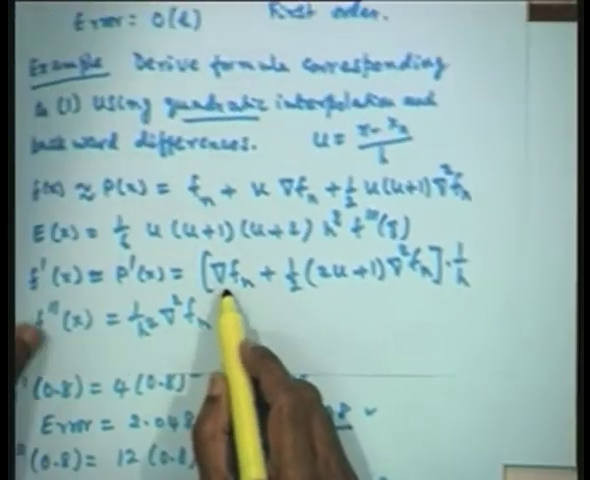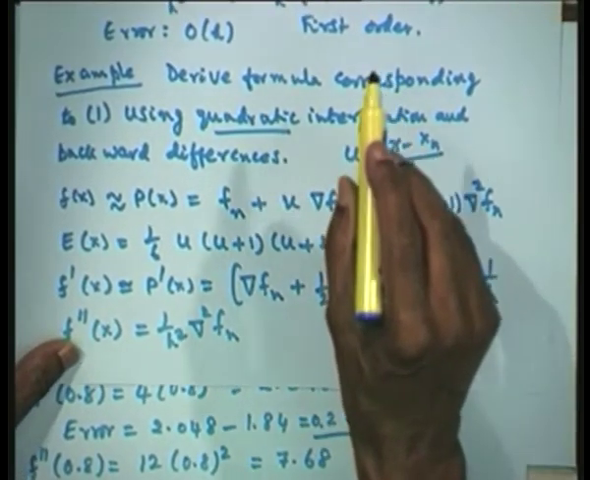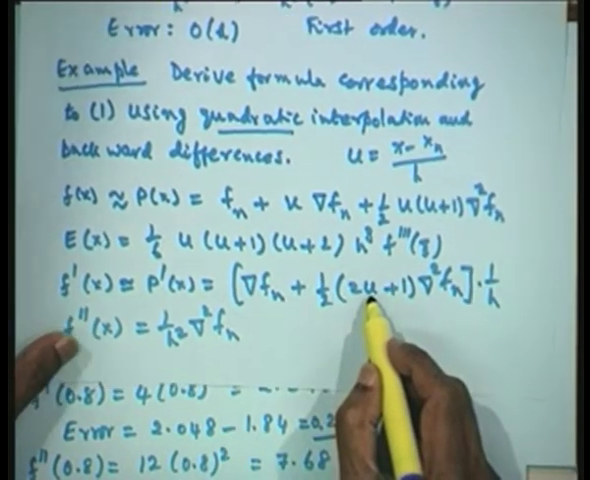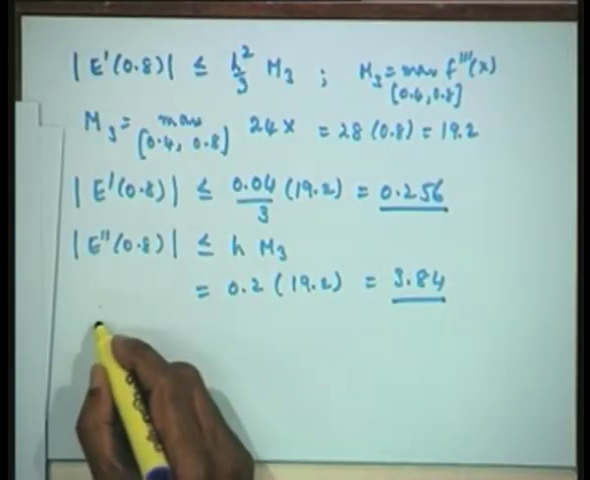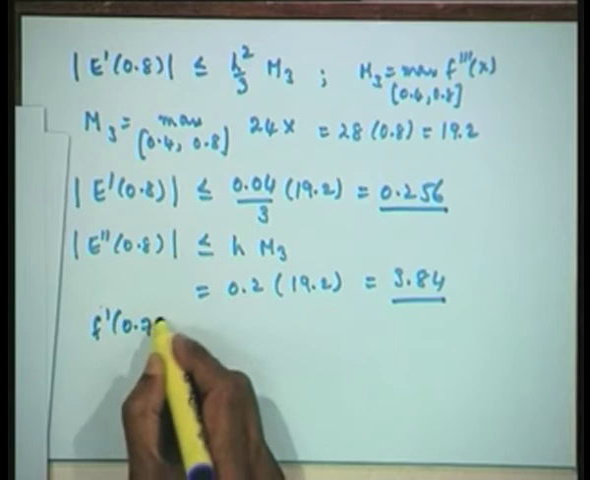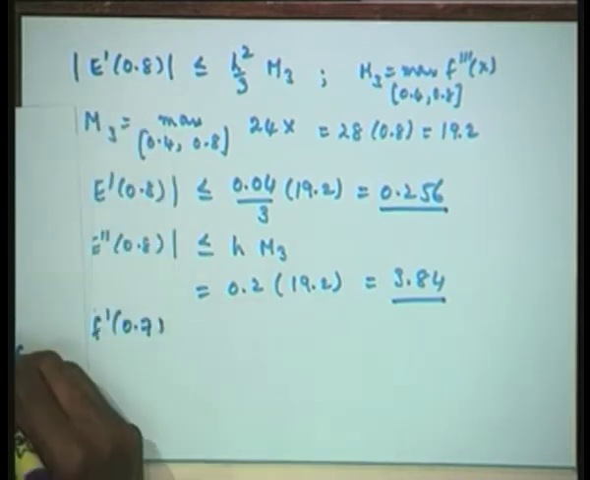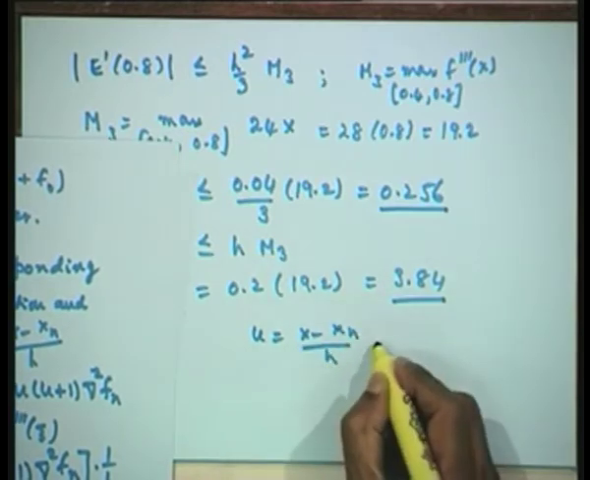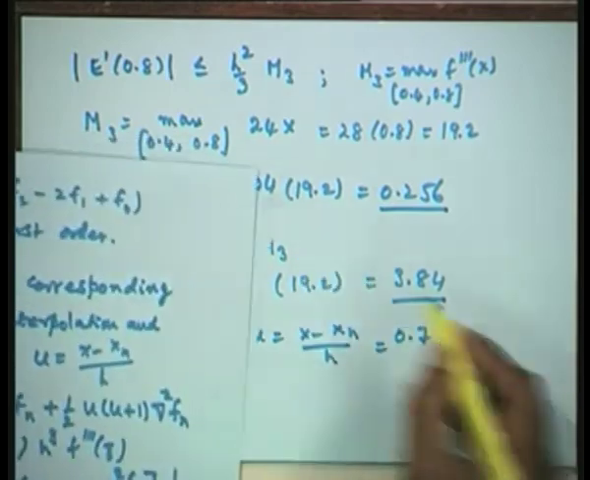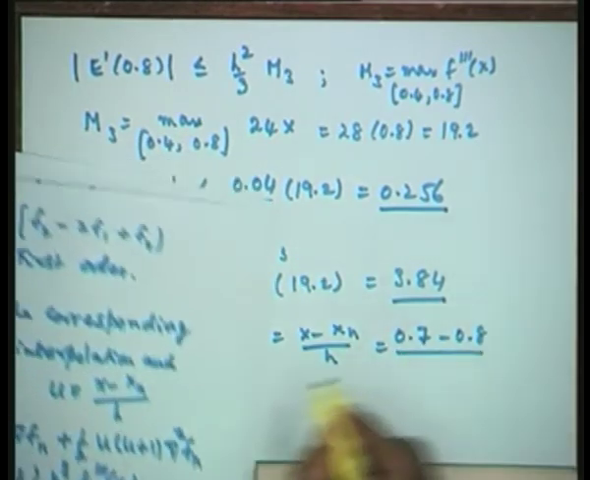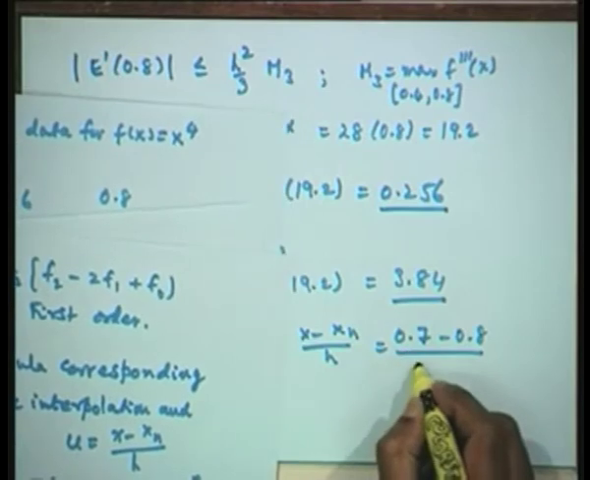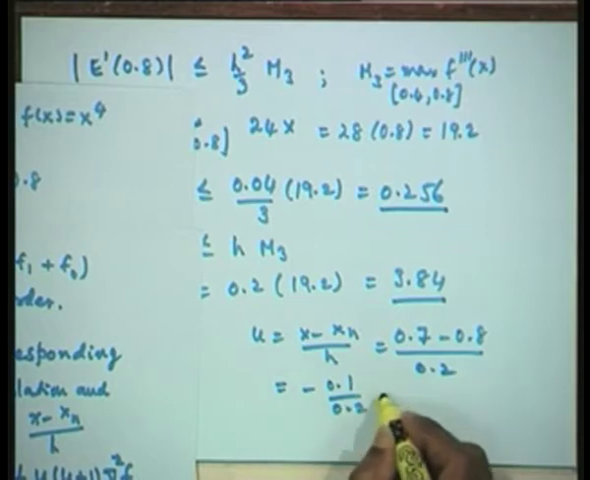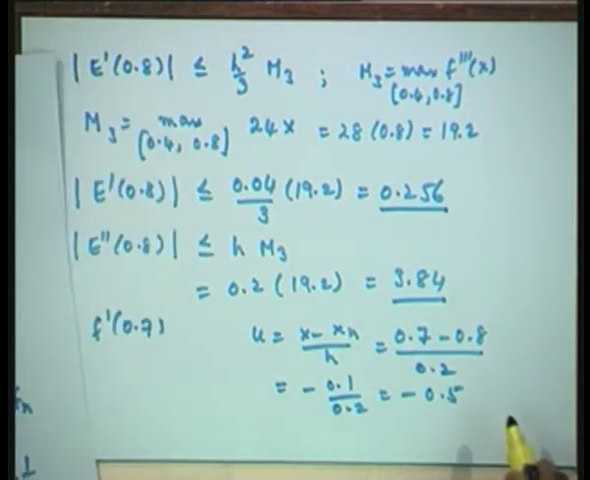For example, if I want to find what will be the derivative at 0.7, I shall be using this value by finding what will be the u. For example, if you are asking for the value of f dash at 0.7, then I will be finding out my value of u. u is equal to x minus x n by h, and here x n, the last point, is 0.8, and the step length that is given in the problem is 0.2. So, this will be minus 0.1 by 0.2, that is minus 1 by 2, that is minus 0.5.